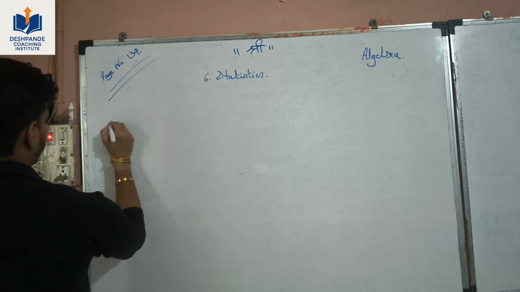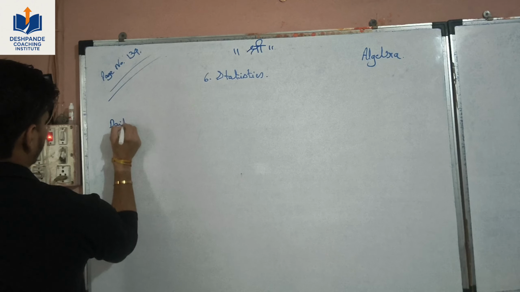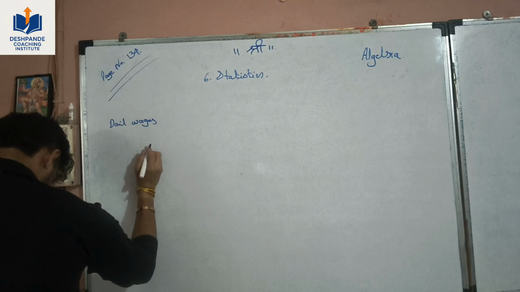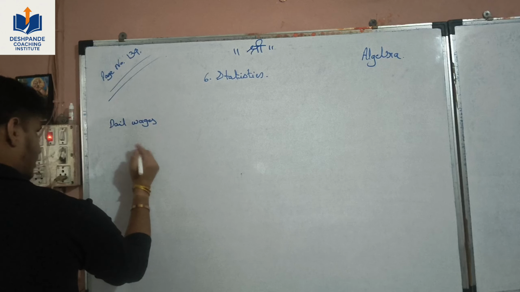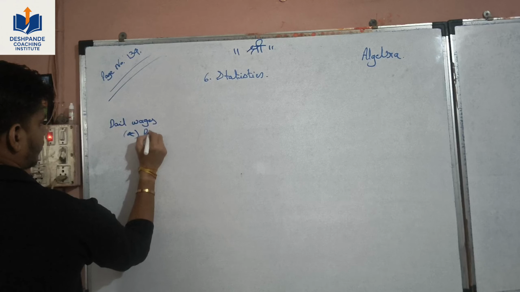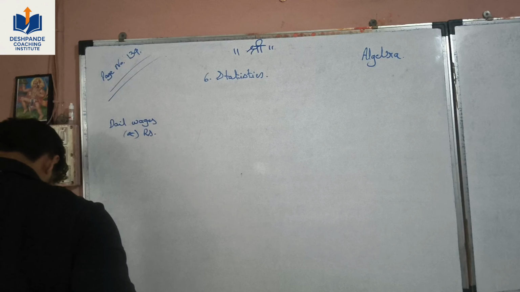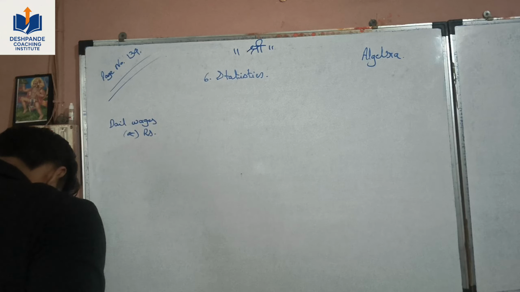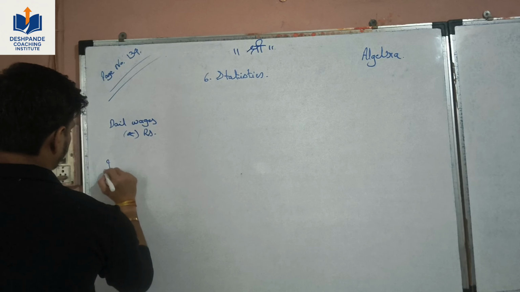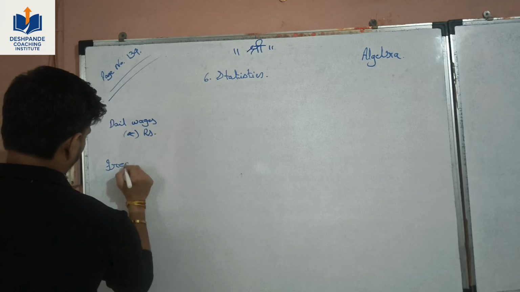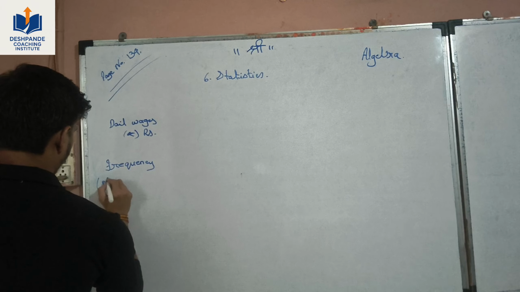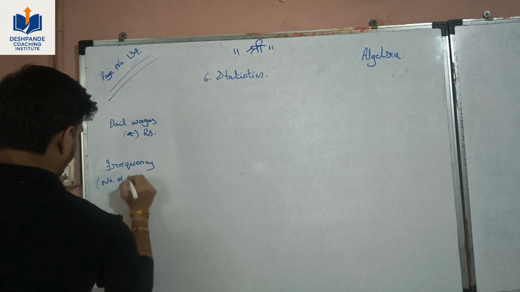Firstly, in the question it is given the daily wages of the worker, which is in rupees, denoted as RS or rupees. Secondly, it is given the frequency, meaning the number of workers.